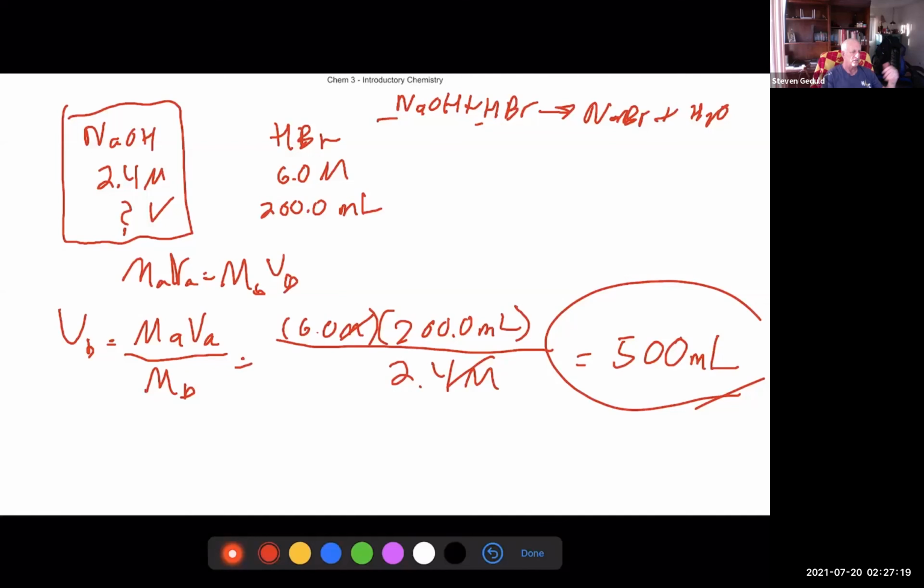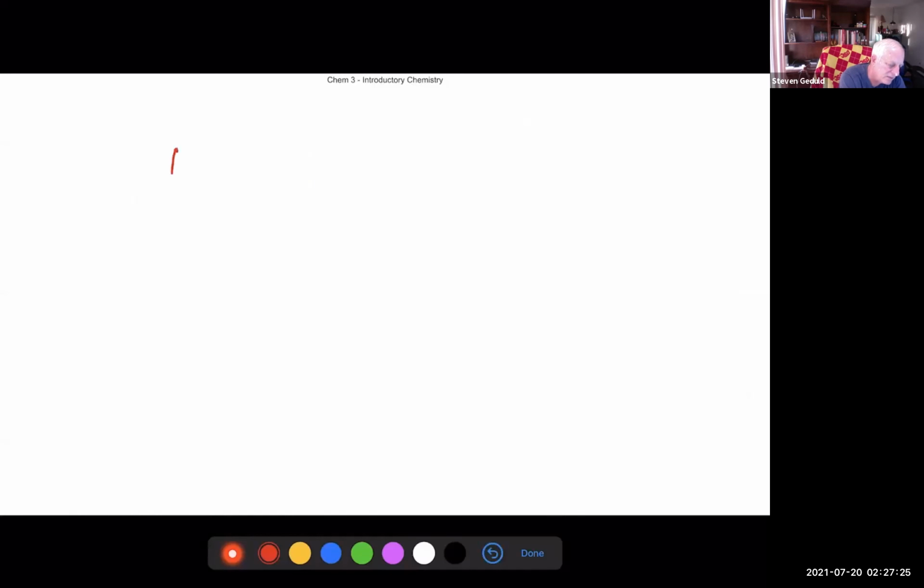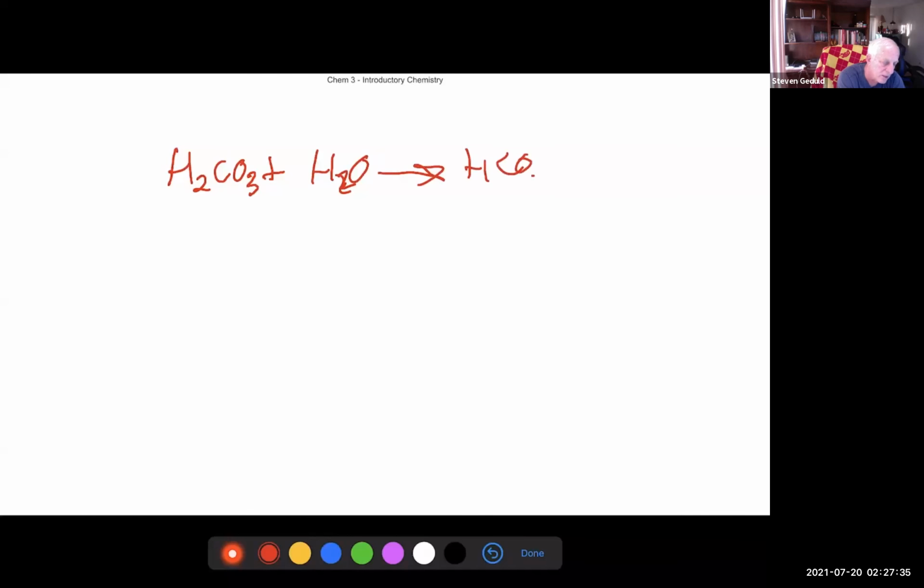Okay? So let's show how bicarbonate works in the bloodstream. Okay, it's carbonic acid, H2CO3, plus water, H2O. It goes to HCO3 minus plus H3O plus.